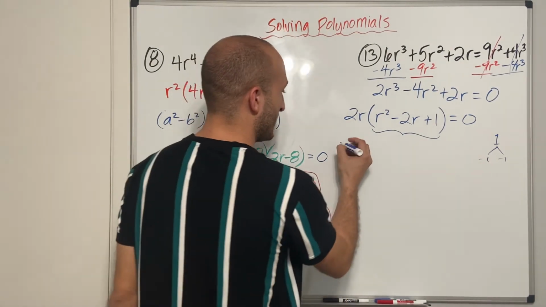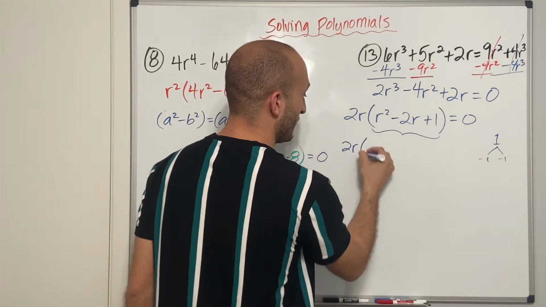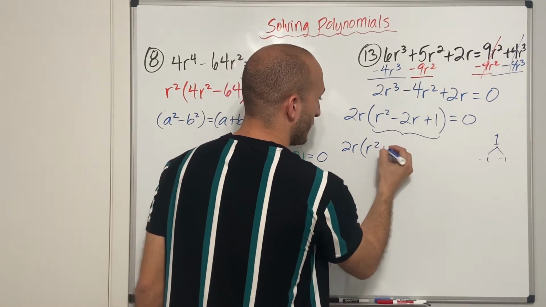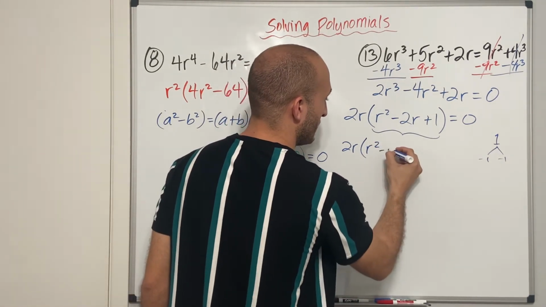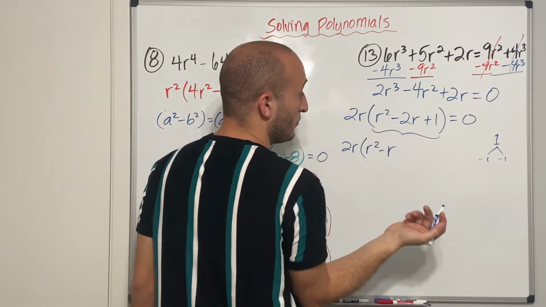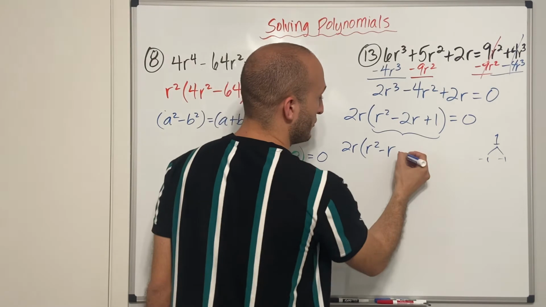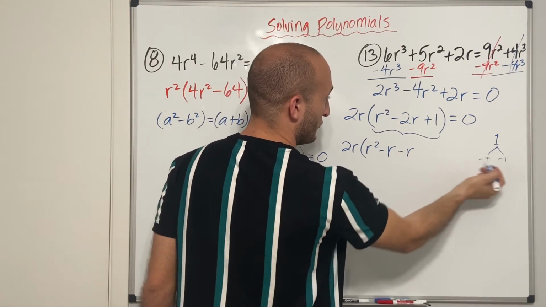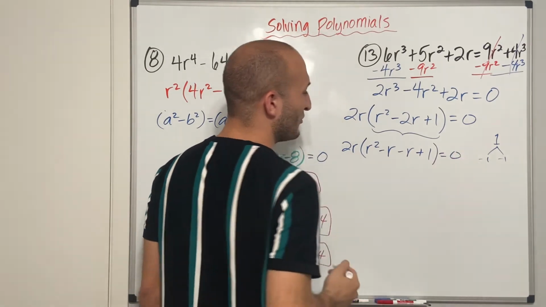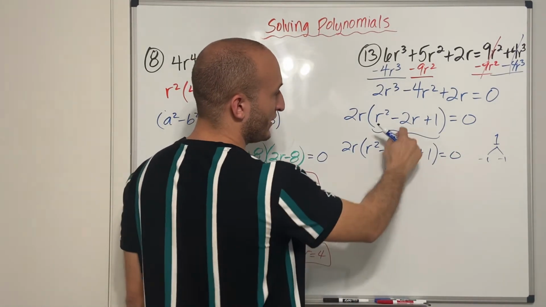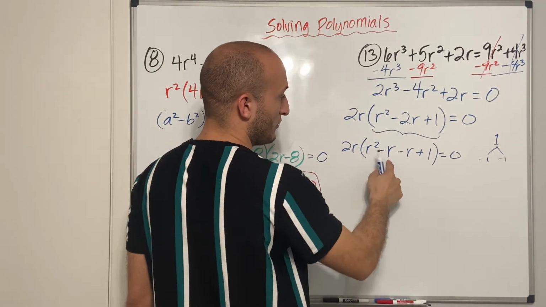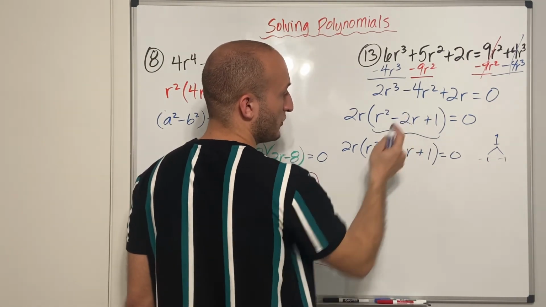So rewriting this out, I have a 2r floating out here. Then I have r squared minus r, right? Or negative 1r, that works too. Negative r for this one, and then plus 1. What I'm doing there is just splitting up these two sections into these ones that I found, because negative r minus r gives me negative 2r.